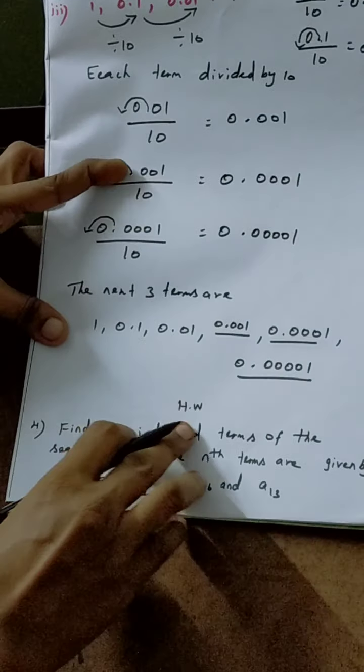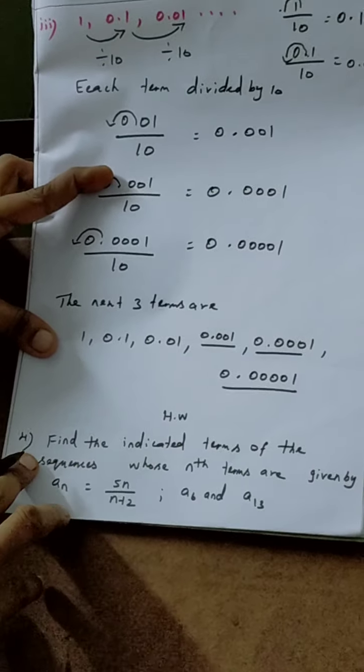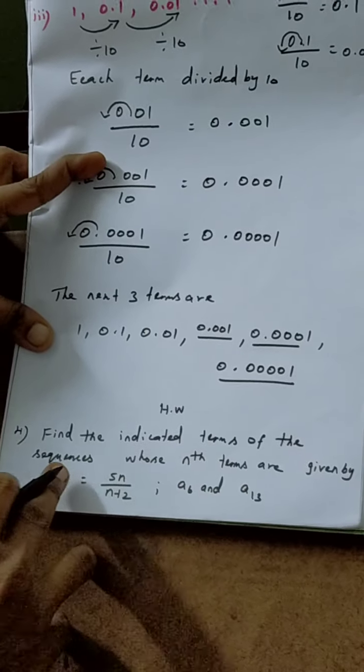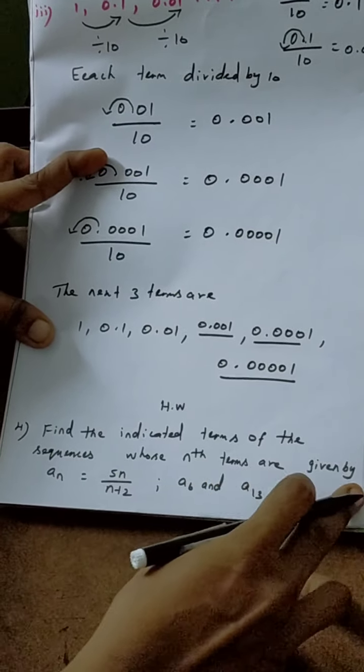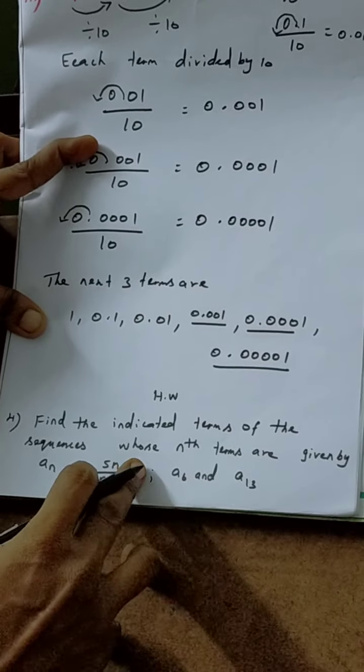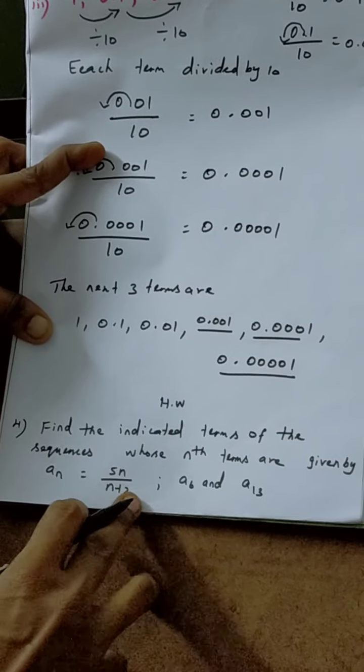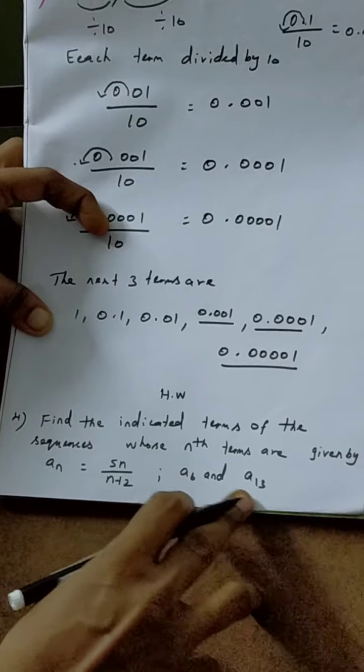Students, today's homework. Fourth question, find the indicated terms of the sequences whose nth terms are given by a_n equal to 5n divided by n plus 2. You find out a6 and a13.